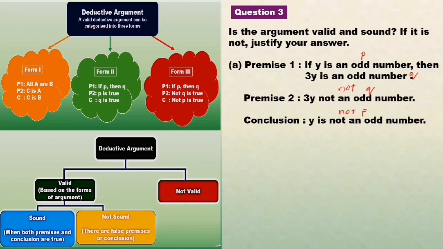This is a valid argument. So now we want to determine whether it is sound or not sound. If y is an odd number, then 3y is an odd number. So we substitute one of the numbers here. Let's say y is 5. Then 3 times 5 is 15. So if 5 is an odd number, then 15 is an odd number. So it's true. Conclusion: this is a valid and sound argument.